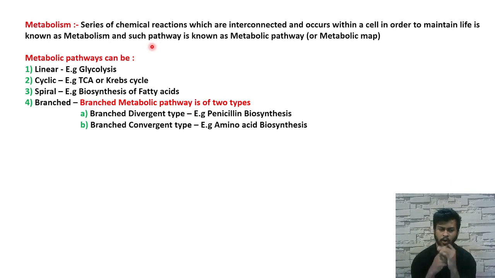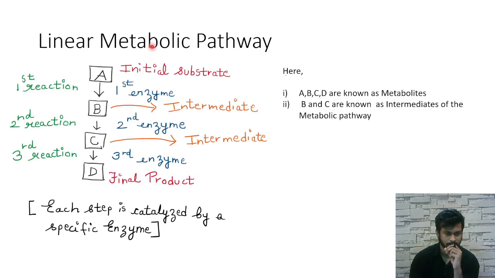There are many examples, but I have only mentioned a single example for each type of metabolic pathway because you won't get any question from here and it's not very important. Knowing which metabolic pathway belongs to which type is not very important. Now we will understand each type of metabolic pathway in detail, starting with the linear type of metabolic pathway.